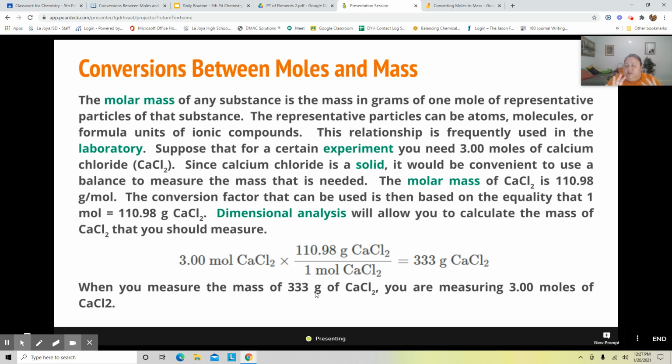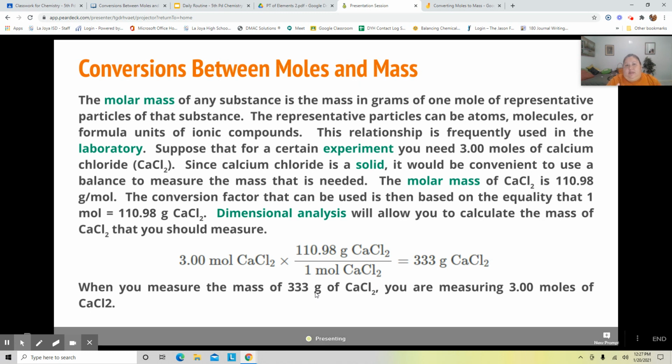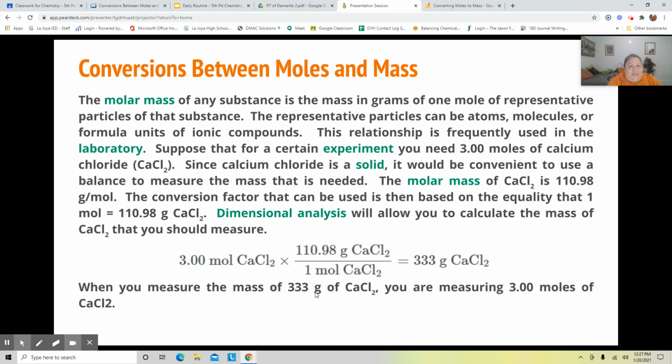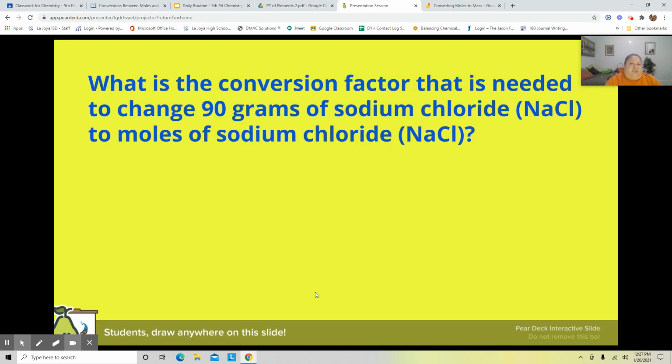Don't worry if this looks confusing. Don't worry, I got something up my sleeve that's going to help you. But first, before we get into any of the math stuff, what is the concept? What is the conversion factor that is needed? And you don't even have to think of the numbers. What is needed to change grams of sodium chloride to moles of sodium chloride?